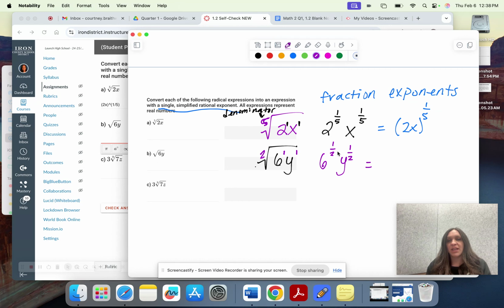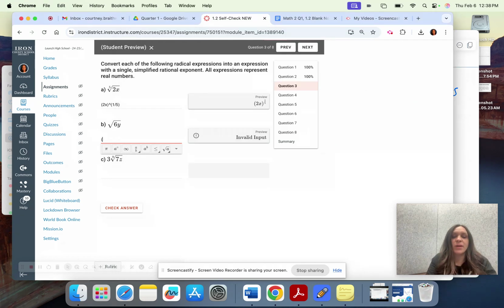And we can rewrite that because they're the same. We can put the 6y together in parentheses and the 1/2 on the outside. So again, just make sure when you type that in Desmos, see how I have to put parentheses around the 6y and around the 1/2.